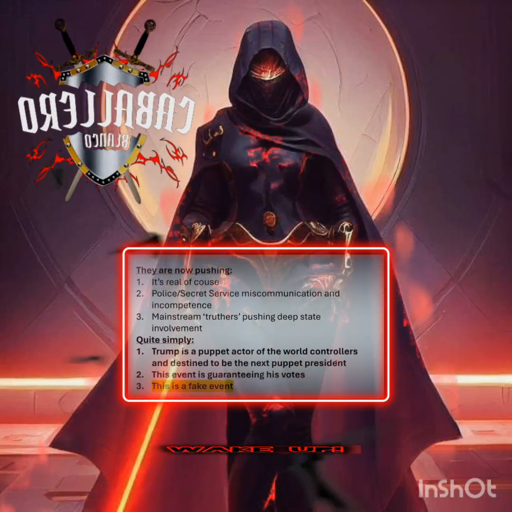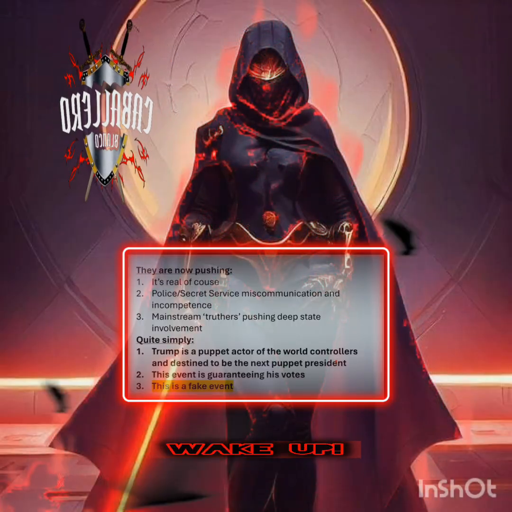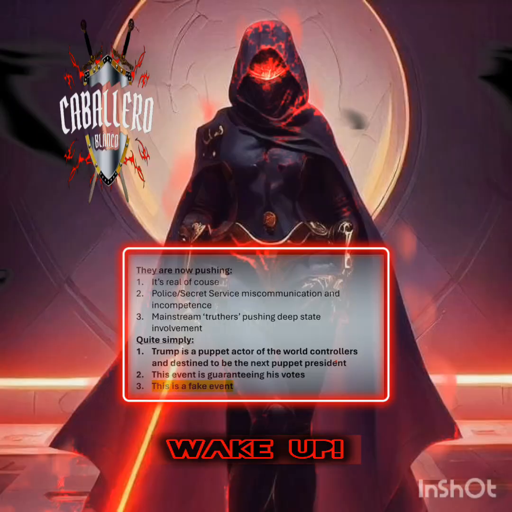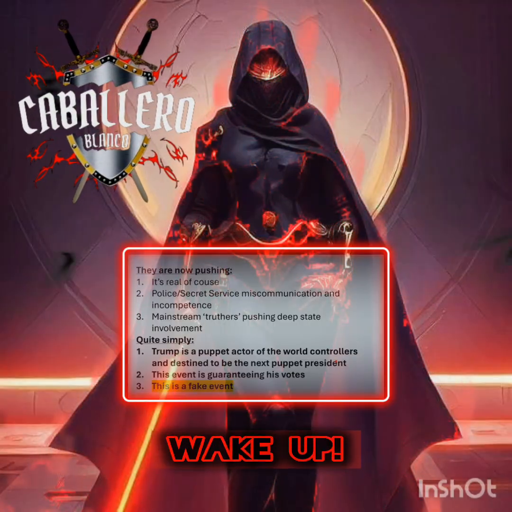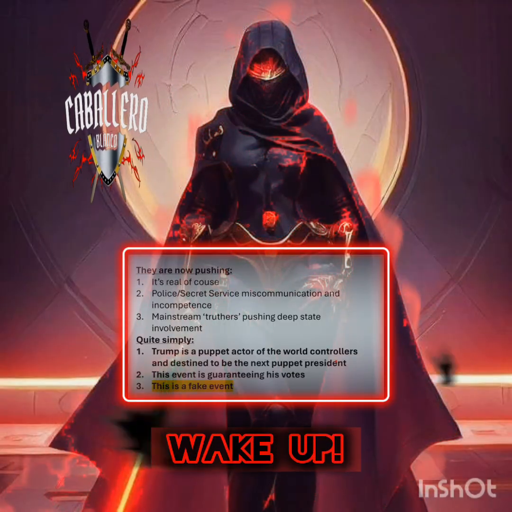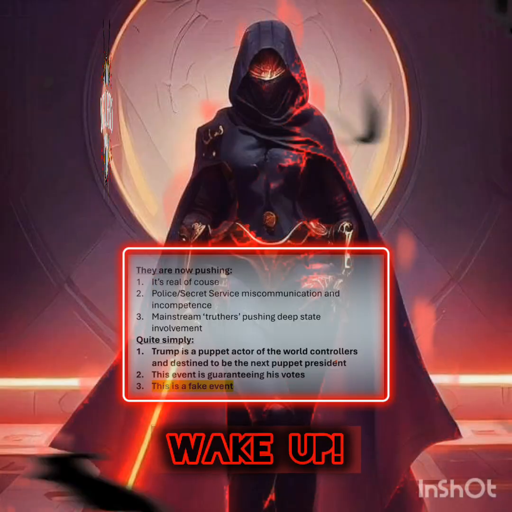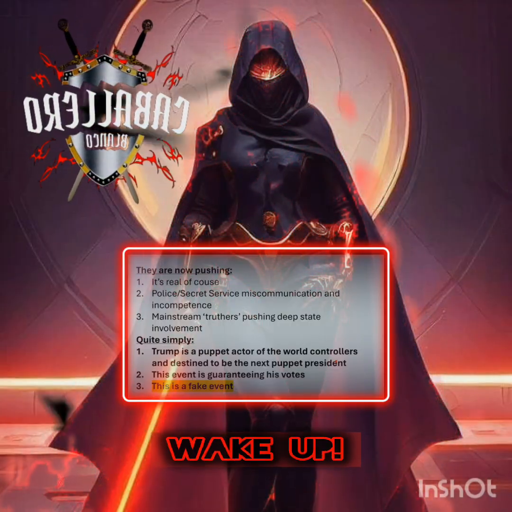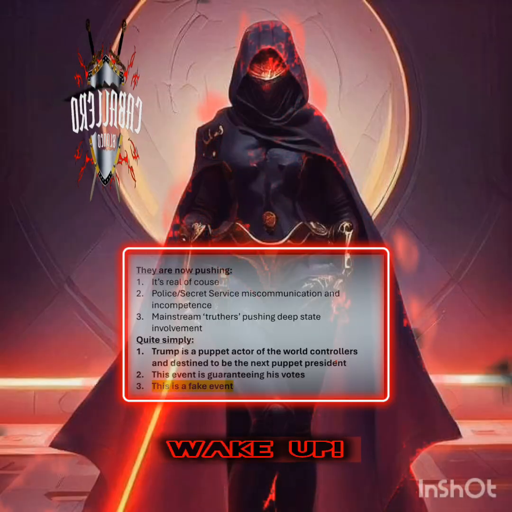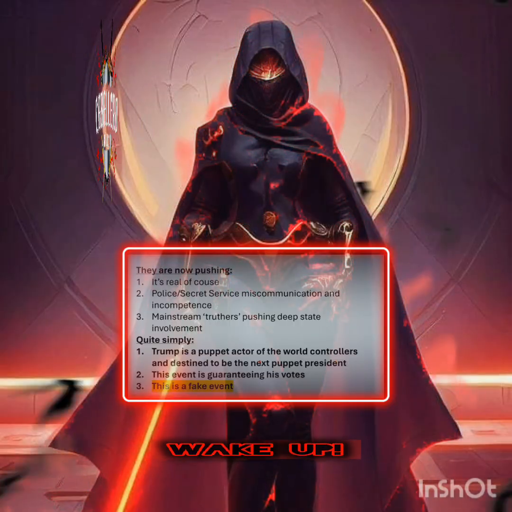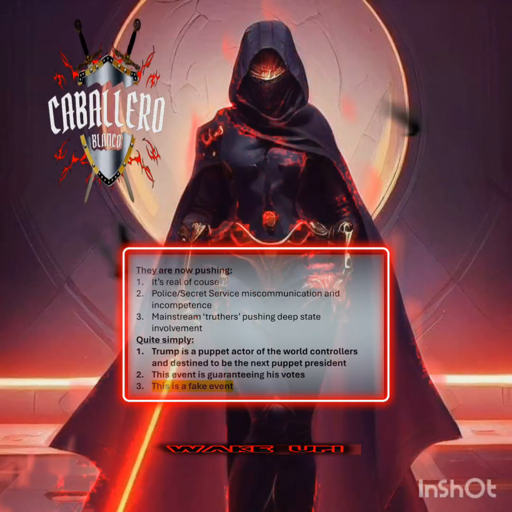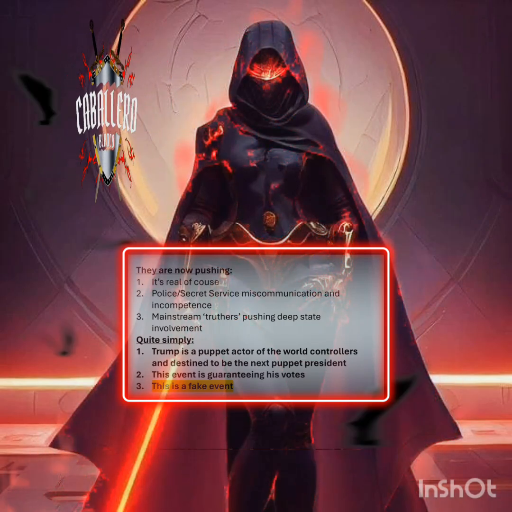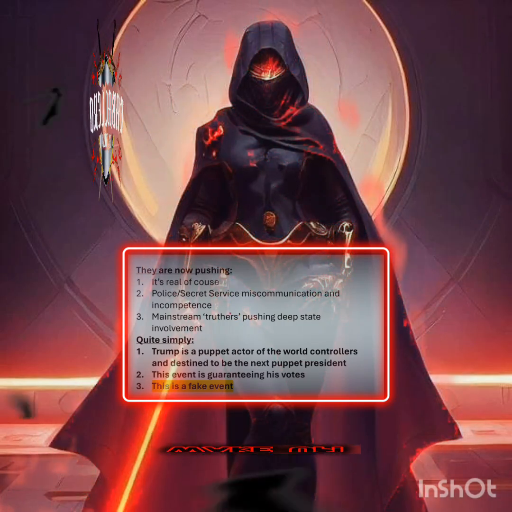Anyway, what they're kind of pushing now is, of course, it's real, has to be, doesn't it? And that the police and Secret Service miscommunication and incompetence, because they allegedly had already seen this guy on the roof, but they kind of just waited around for 20 minutes for him to get shot. And some of the mainstream kind of truthers, and I put that in inverted commas, the QAnon bollocks, are pushing deep state involvement.